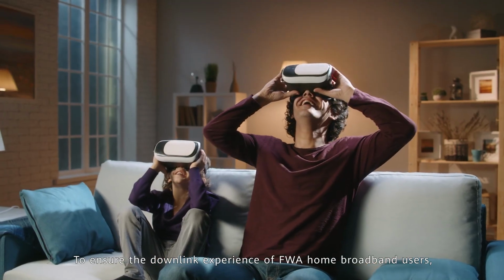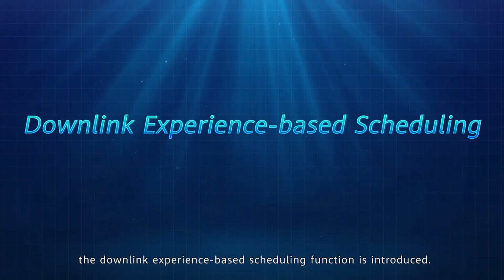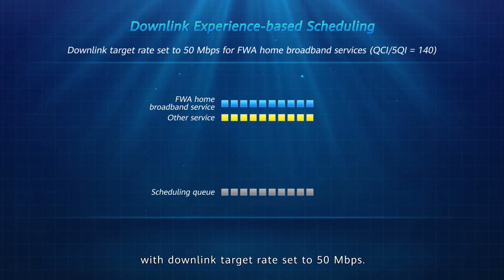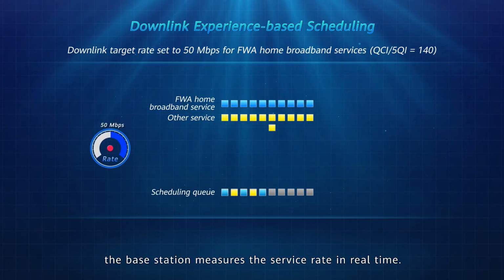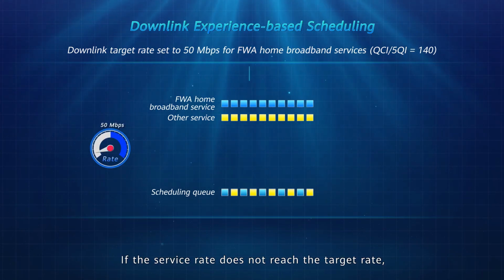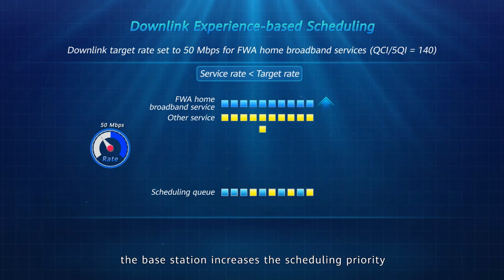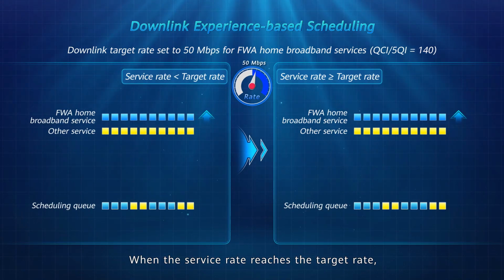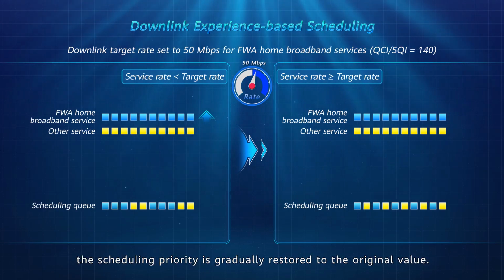To ensure the downlink experience of FWA home broadband users, the downlink experience-based scheduling function is introduced. Take a typical FWA home broadband service with downlink target rate set to 50 megabits per second. After this function is enabled, the base station measures the service rate in real time. If the service rate does not reach the target rate, the base station increases the scheduling priority of the service to increase the service rate. When the service rate reaches the target rate, the scheduling priority is gradually restored to the original value.